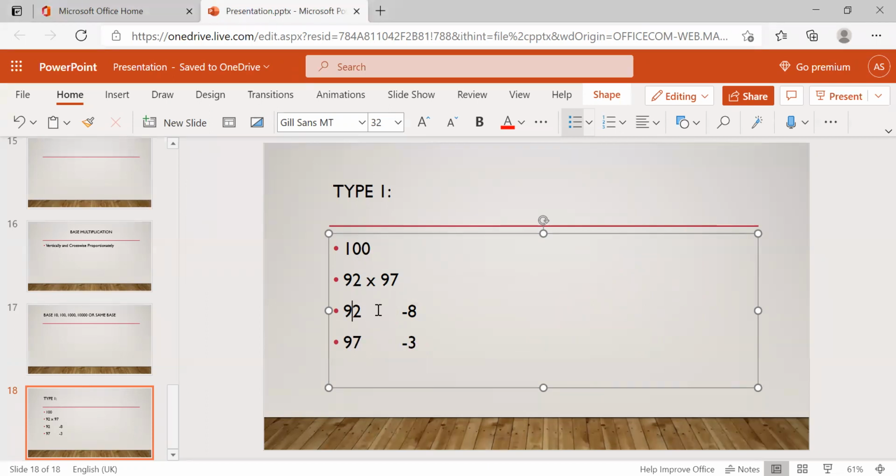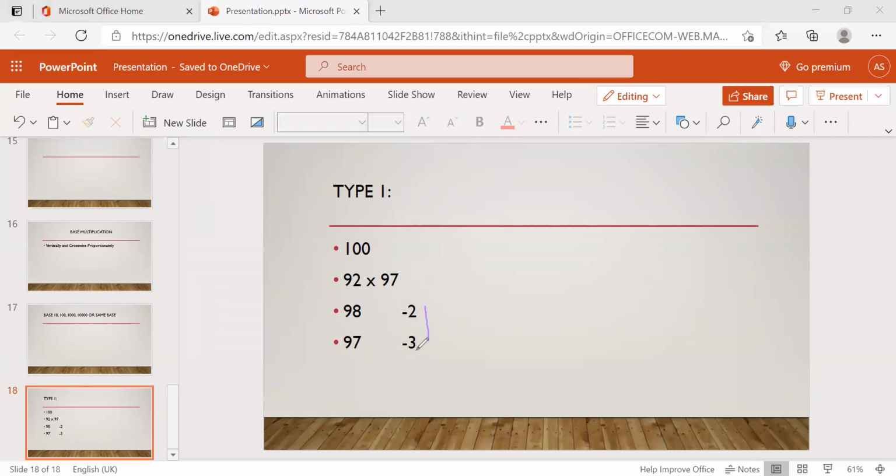Suppose it is also 98. Now, check this. What's the difference here? 2, and same 97. So same procedure, vertical multiplication. Minus 2 into minus 3 is 6. Okay. And add these two, or add these two, anything is okay. 97 minus 2 is 95. Is it the right answer? No.